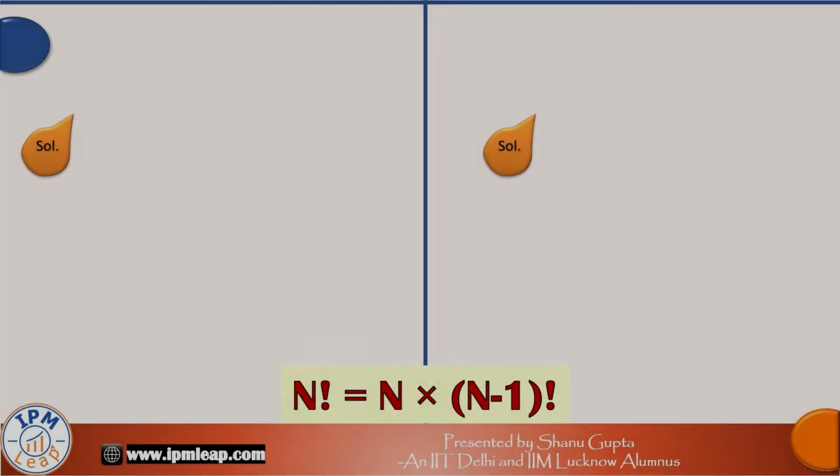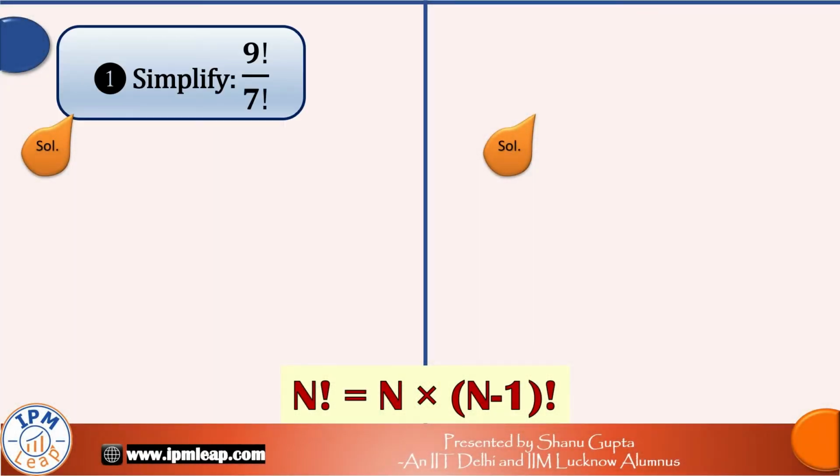On your screen, you can see two questions that we need to solve. The first is to simplify 9 factorial over 7 factorial. Well, just remember that factorial of a larger number can always be written in terms of factorial of a smaller number. So we have to try and write 9 factorial in terms of 7 factorial. In 9 factorial, 7 factorial is hidden, isn't it?